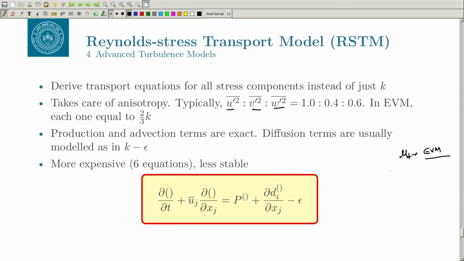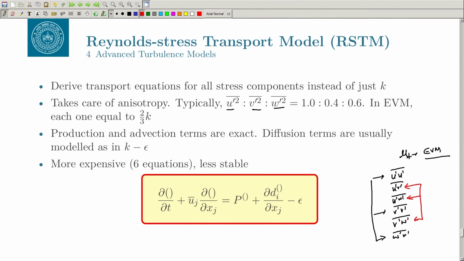But here we will be solving equations for u prime bar, u prime v prime bar, u prime w prime bar, v prime bar, v prime w prime bar, and u prime v prime bar we have already done. So, there are 6 equations now. There are 3 normal stresses and 3 shear stresses. So, we will have 6 equations in your RSTM model, the Reynolds stress transport model, and you have to derive these equations the same way as we derived the turbulence kinetic energy equation, separately for each of these.